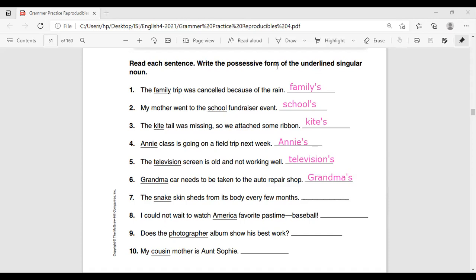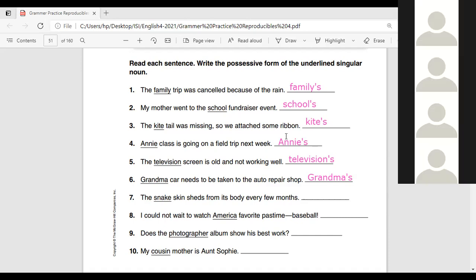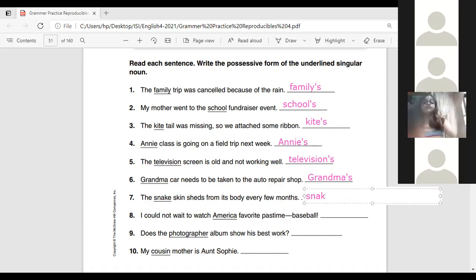Nancy. Yes. Number 7. The snake sheds its skin from its body every few months. The snake's skin. Okay, what do we add? Apostrophe S. Okay, thank you, Ahmed.